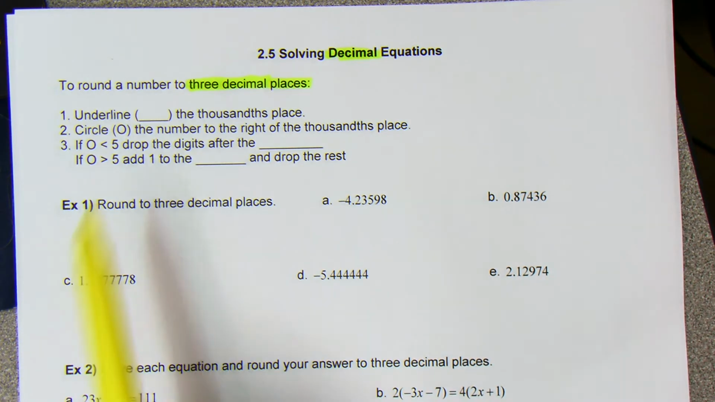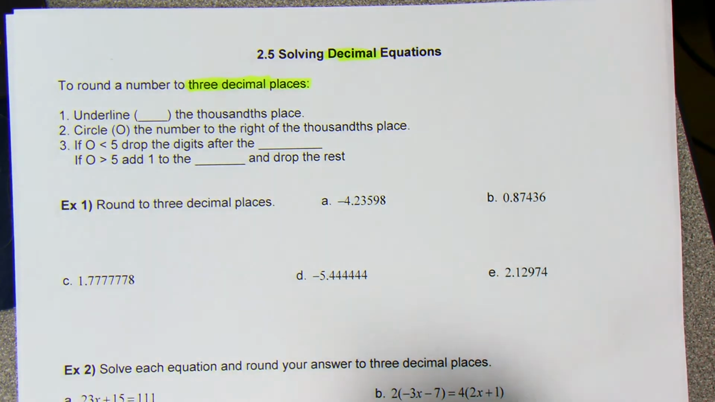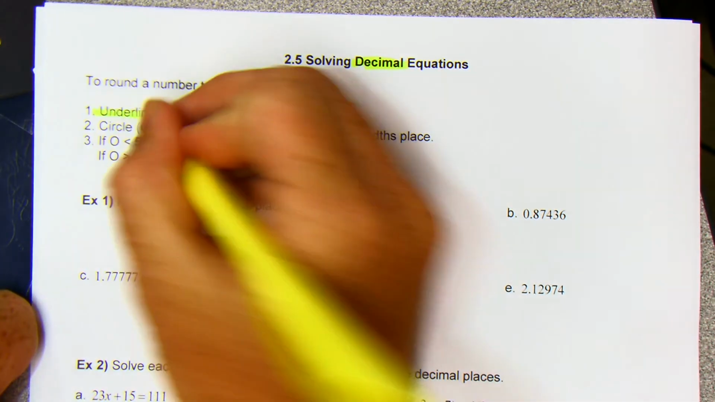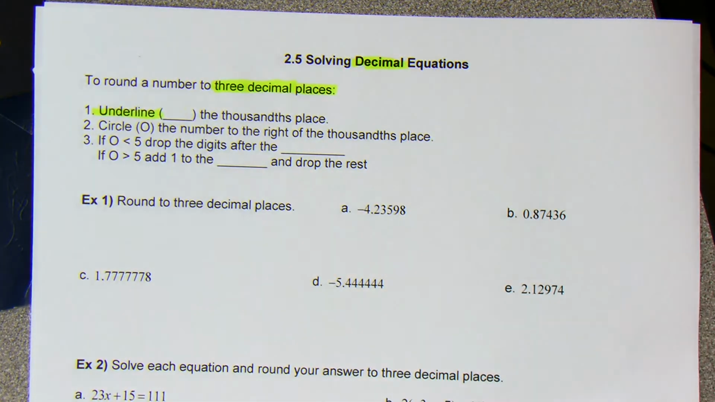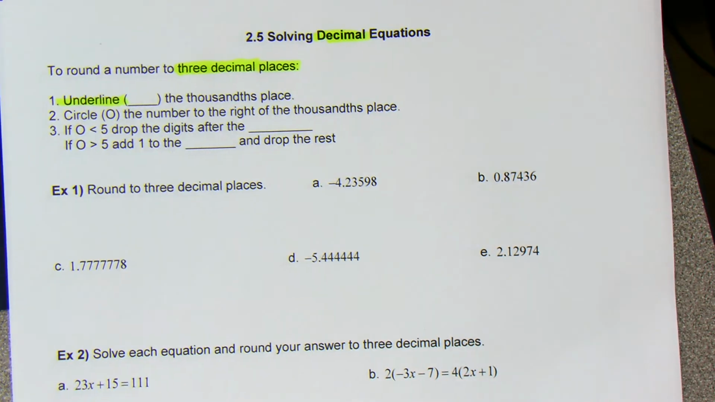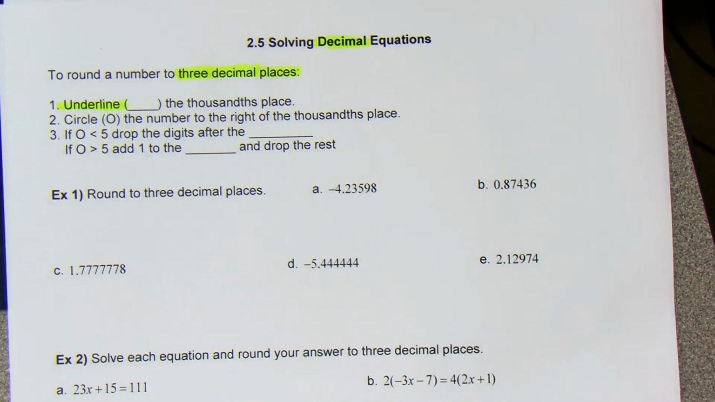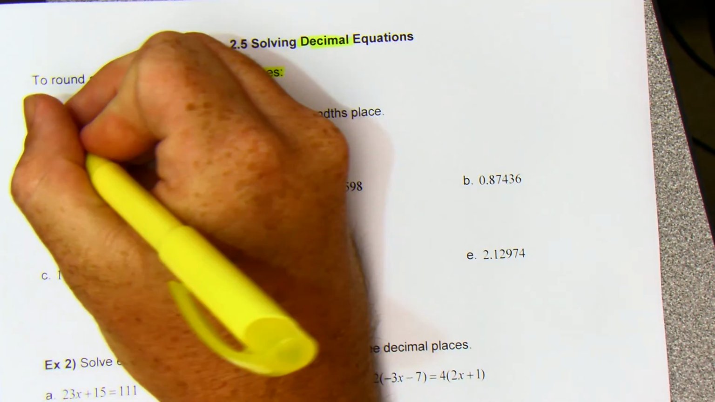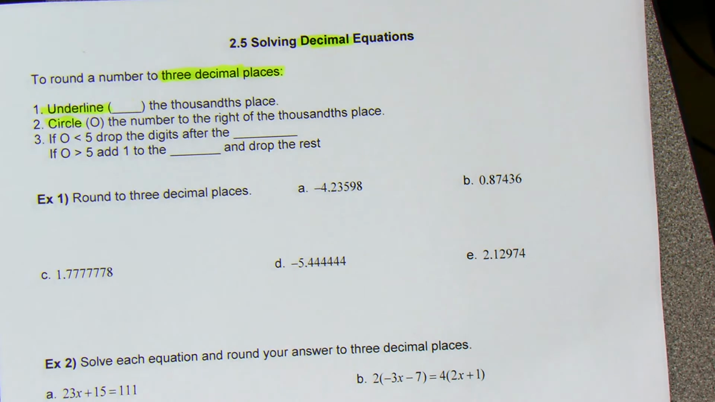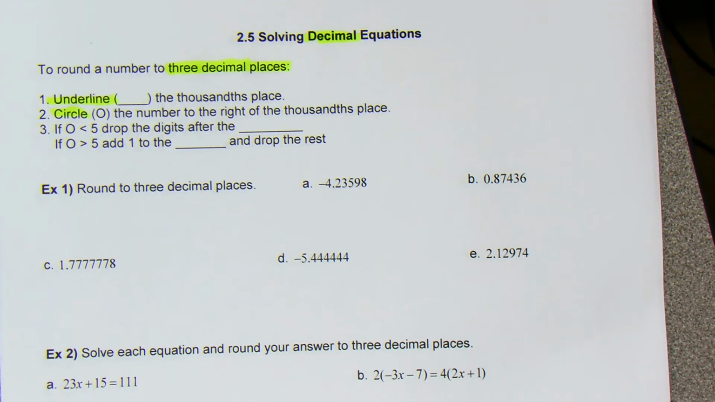So our first rule will be to underline the thousandths place. This is just an example of an underline. It's not a blank. We're just going to underline the thousandths place. Then we'll circle the number to the right of the thousandths place, which would be the 4th number because the thousandths place is the 3rd number, right? So we underline and then circle.